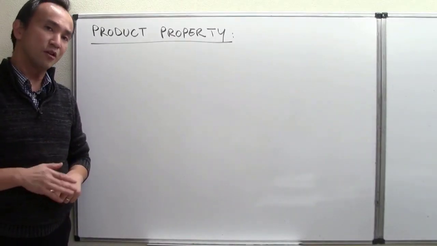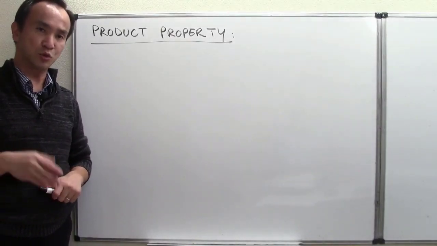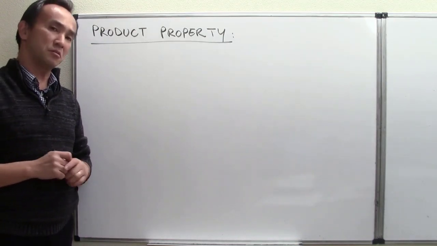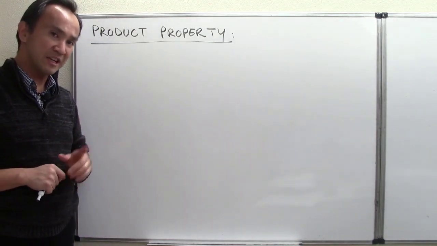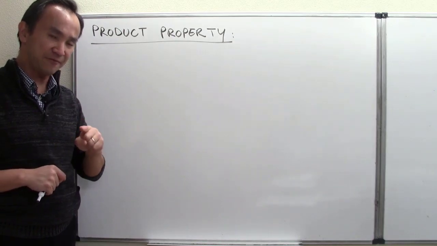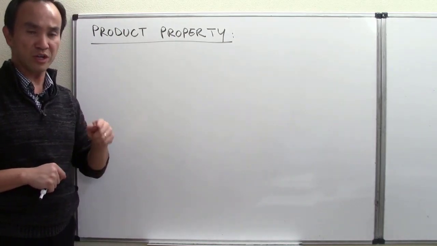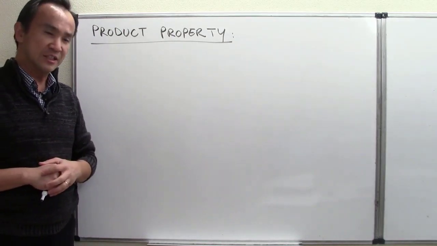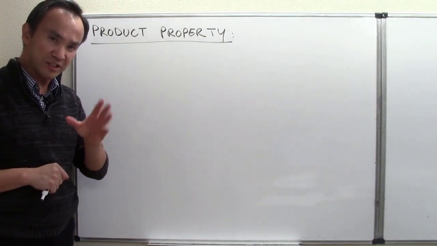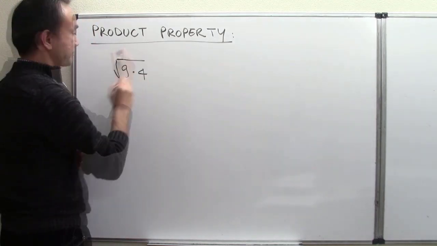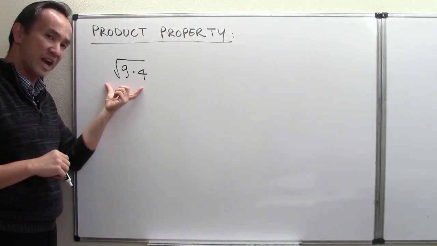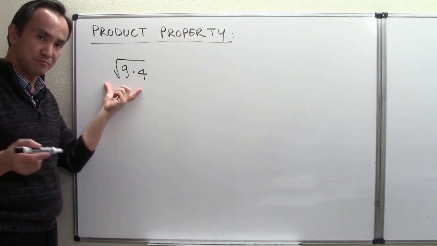All right, so let's now look at the product property of square root here. To begin with the product property, let me bring up the observation that we've had after doing problem 3, part B, and part A together. So in part B of problem 3, this is what we had right here.